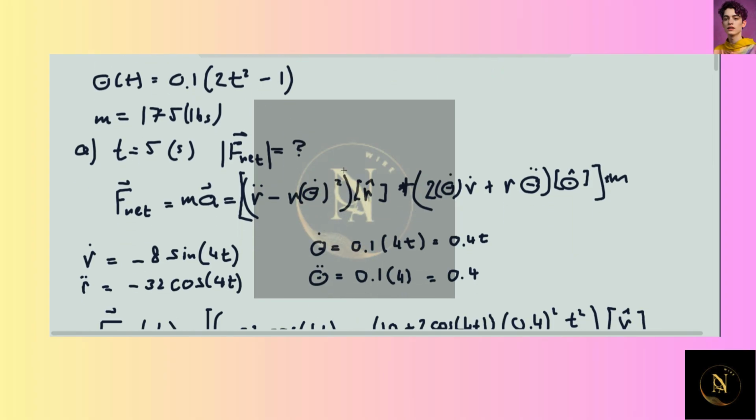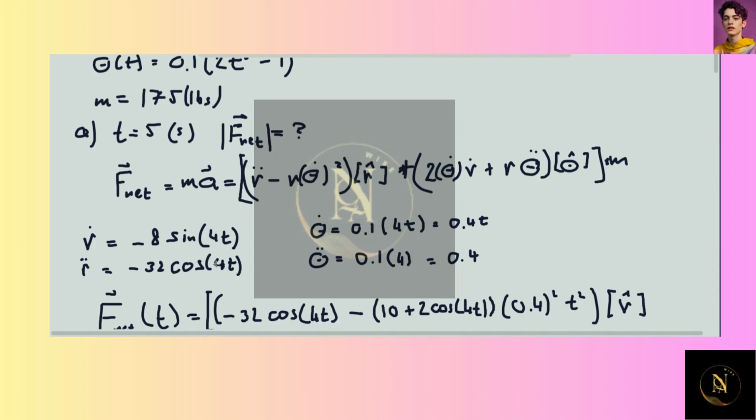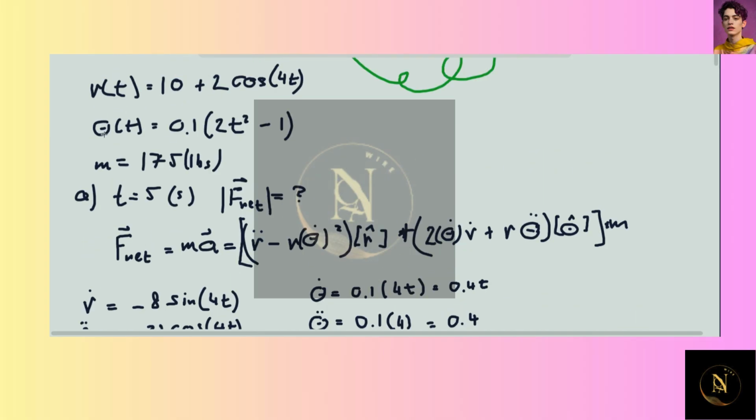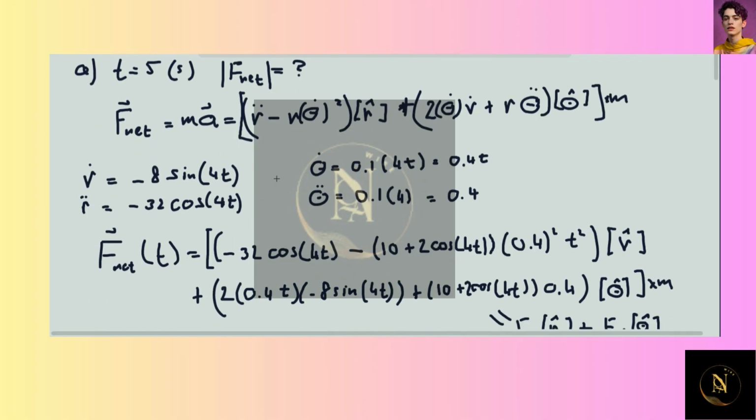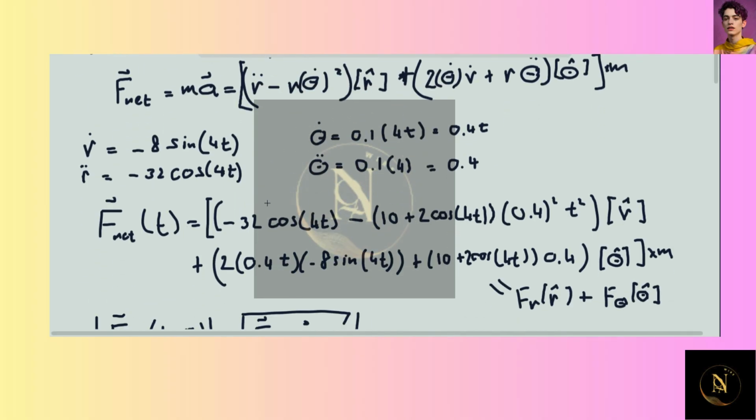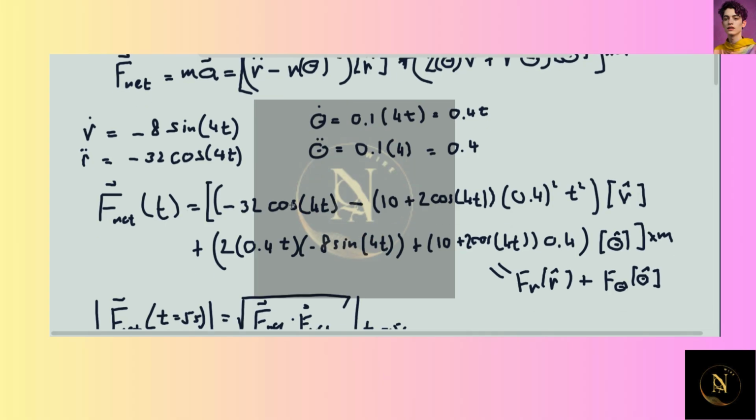To find this expression, we have to find r double dot, theta dot, and theta double dot, which I've given you over here. This is just differentiating both the function of r and the function of theta with respect to time. Then you plug the results of these derivatives into F net, and you find that F net is equal to this expression over here.